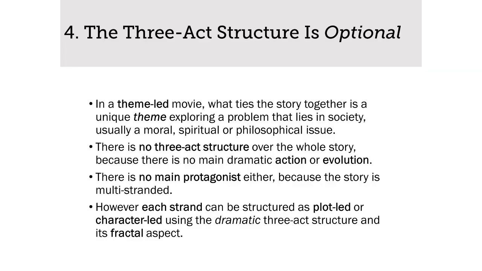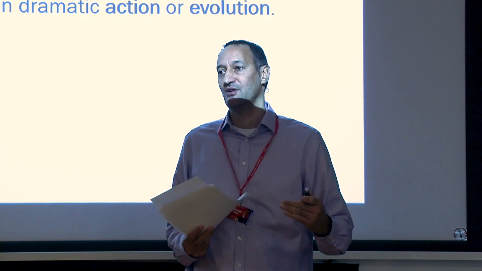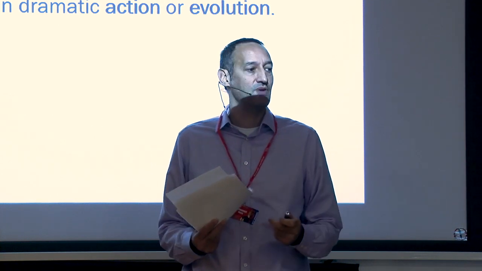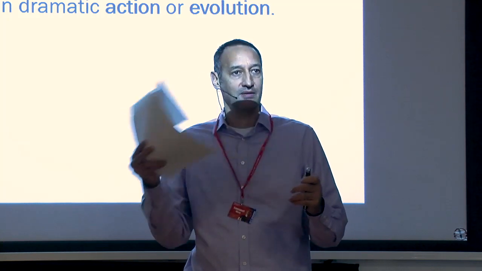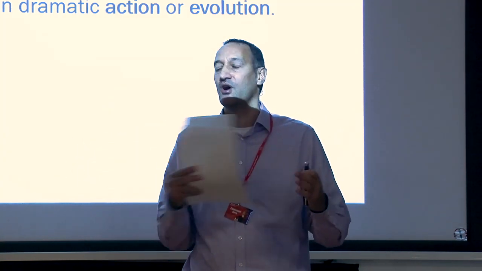There is no three-act structure over the whole story when you have a theme-led story. If you take Traffic, for example, you don't have a three-act structure over the whole film, because you don't have a main dramatic action. You have three main dramatic actions. You have three different strands in Traffic. So because you don't have one main dramatic action or one main dramatic evolution, you don't have a through act structure over the whole film.